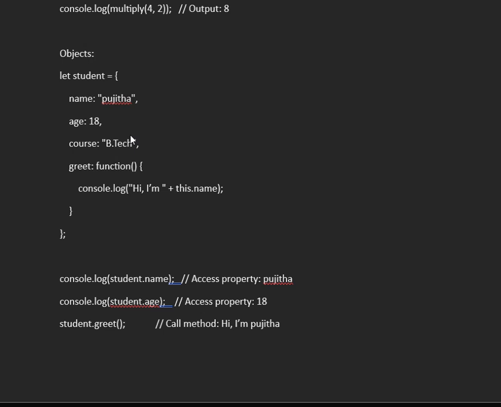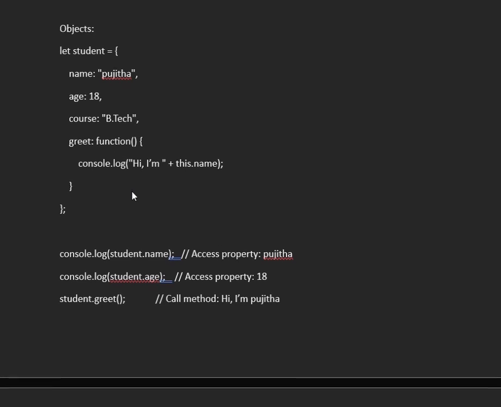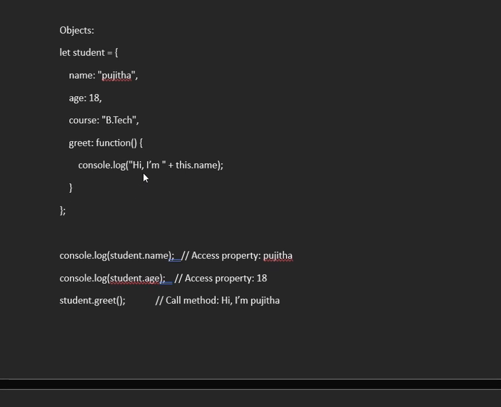And our next topic is objects. An object stores data as key value pairs. Keys are property names and values can be any type: strings, numbers, arrays, even other objects. Here is a simple code for objects. Here the student equals name, Pujda, age, 18, course, BTech, and a function also. These are the properties of the student object.